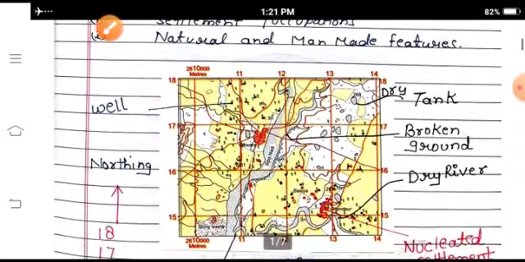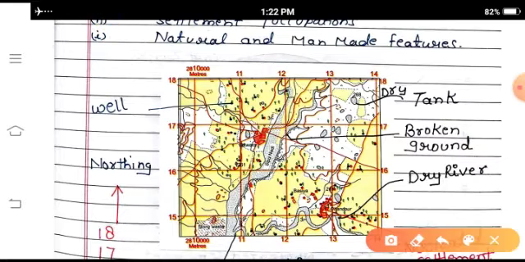This is the topo sheet of Rajasthan, which generally presents the symbols. Topographic maps represent the earth's features. These maps are large scale maps. Now I show you some important points on the basis of symbols, colors, and natural and man-made features.